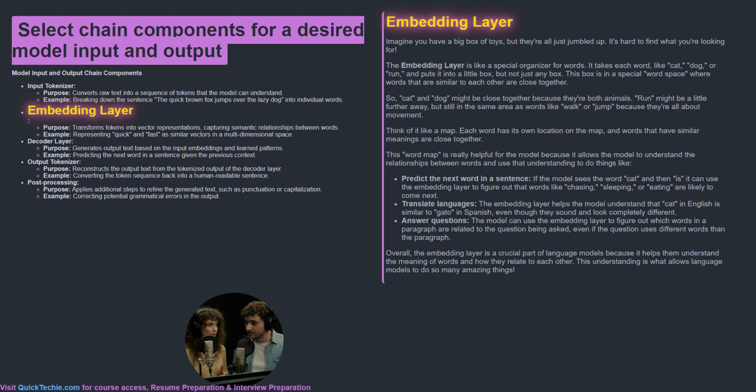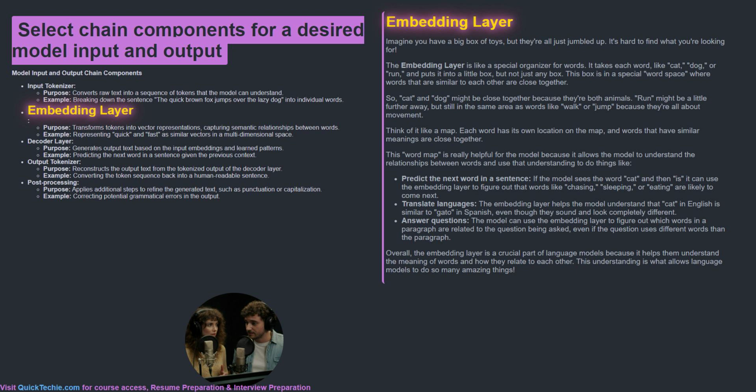Translate languages. The embedding layer helps the model understand that cat in English is similar to gato in Spanish, even though they sound and look completely different. Answer questions. The model can use the embedding layer to figure out which words in a paragraph are related to the question being asked, even if the question uses different words than the paragraph.